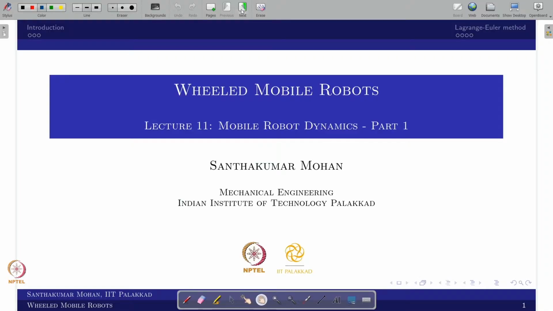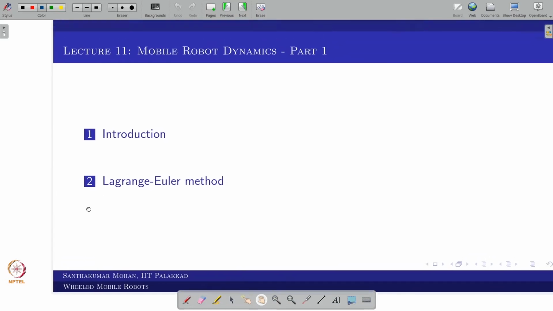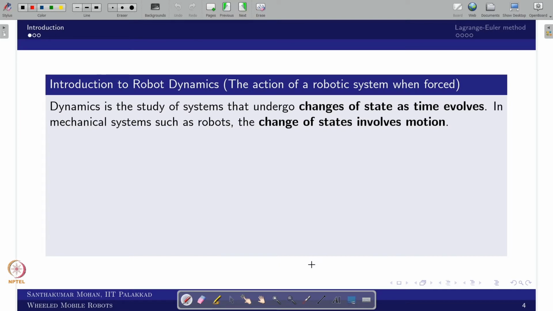In this particular course, we are trying to see one of the popular methods, called Lagrangian Euler. This is the Lagrangian Euler we are trying to focus on. But before that, we will see the overall aspect of the dynamic model. So for that, what is dynamics?